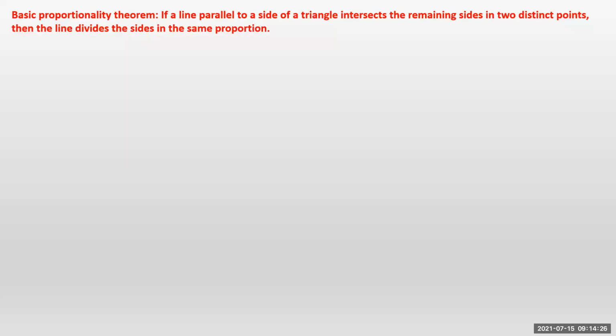Statement is: if a line parallel to a side of a triangle intersects the remaining sides in two distinct points, then the line divides the sides in the same proportion. Understand? Check what it is. If a line parallel to a side of a triangle intersects the remaining two sides in two distinct points, then the line divides the sides in the same proportion.